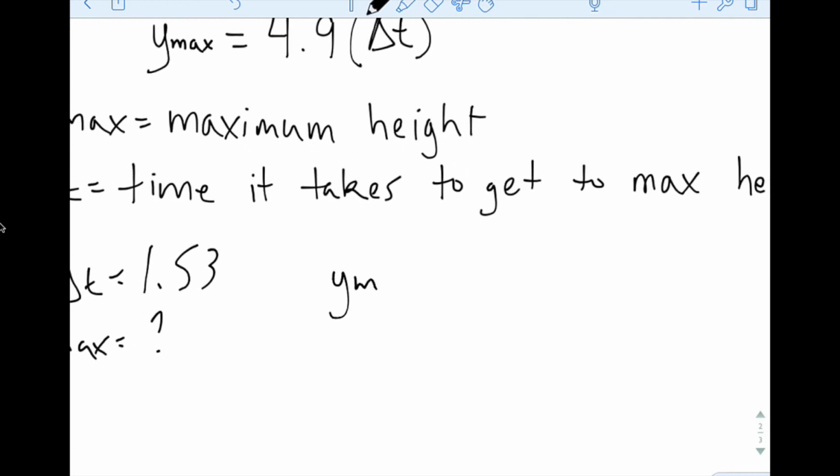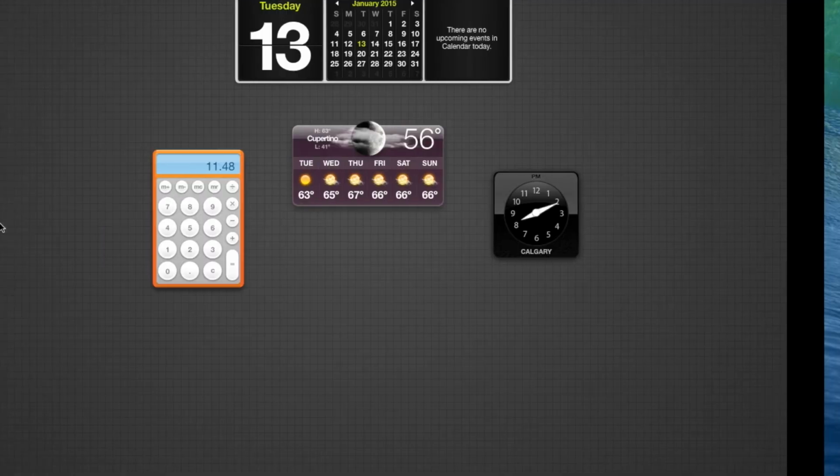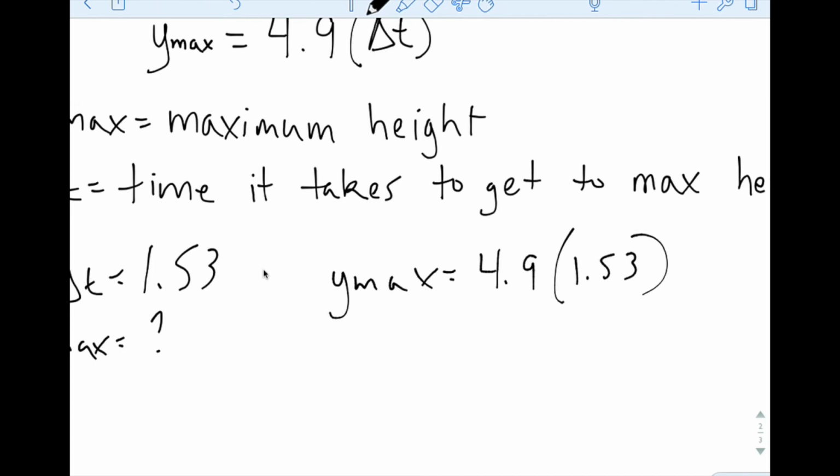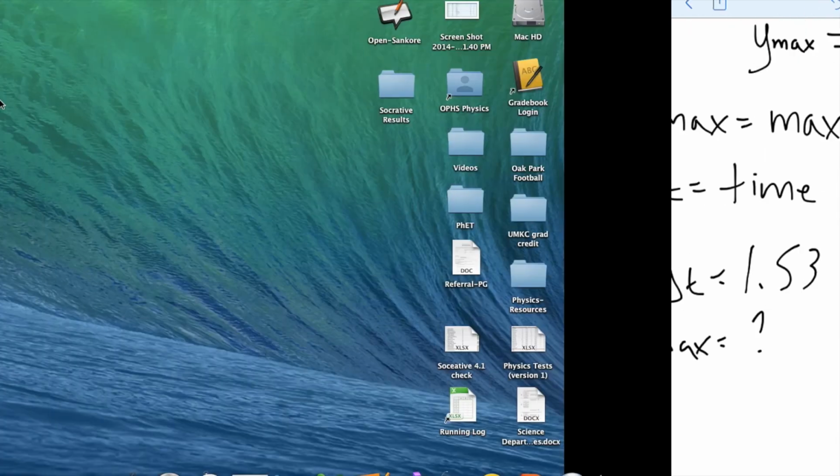So Y max equals 4.9 times 1.53. Let's go do it on the calculator. 4.9 times 1.53, 7.497. So we'll call that 7.5. How about that? Oh, whoa. Woo, Mr. McSparron, you almost messed up. You guys got to call me out when I do that. 1.53 squared. That would have been really bad. So I got to do 1.53 times 1.53 and then times 4.9.